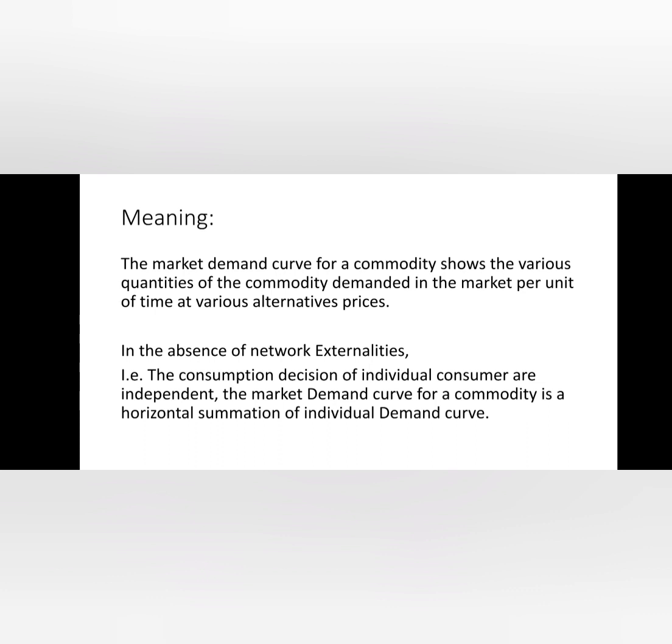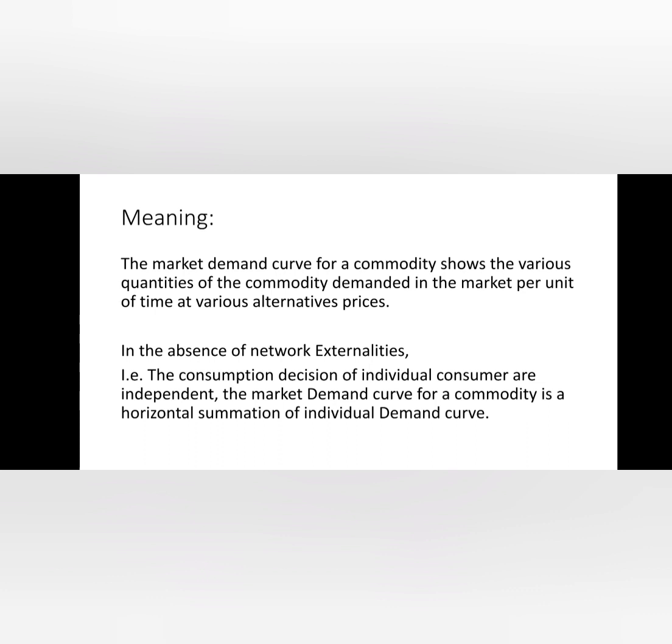So we can see that in the absence of network externalities, there are various individual consumers in the market who want to buy independently. There are various goods. As per the consumer demand, they can also buy in a slanted way, so that we can see in the diagram, that is the horizontal way. This totally depends on the consumer. So the consumption decisions of individual consumers are independent. The market demand curve for a commodity is a horizontal summation of individual demand curves.